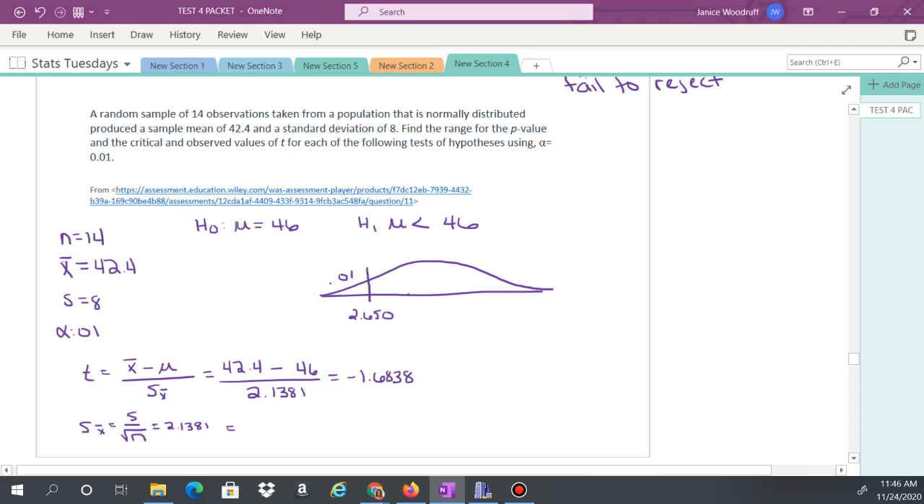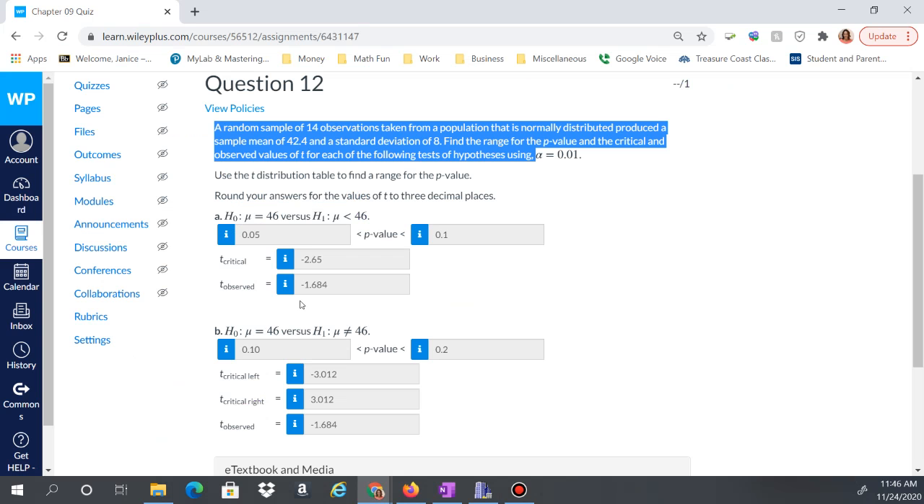All right, so that is over here, not in our rejection region. This should be a negative 2.650. All right, so we go back to the problem. Our critical value is negative 2.65, and the observed value is negative 1.684. So we got those. Now, the p-value for this.